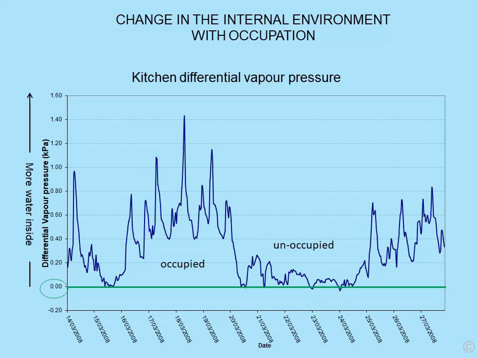Then they went away for a long weekend, and in fact it virtually dropped again to nothing, and then when they came back it started to climb. So it does show you what is actually produced by occupancy.